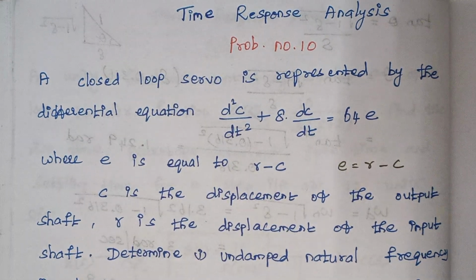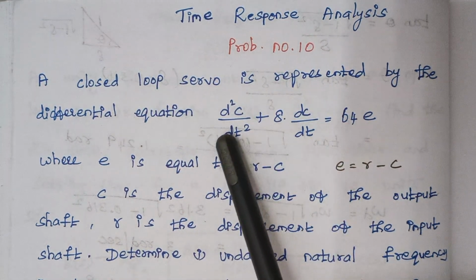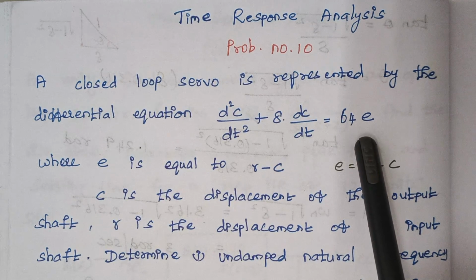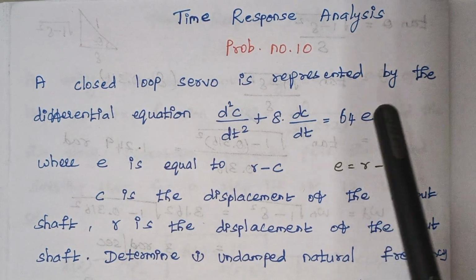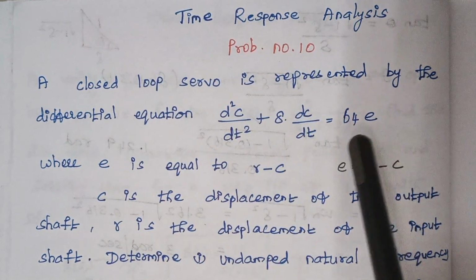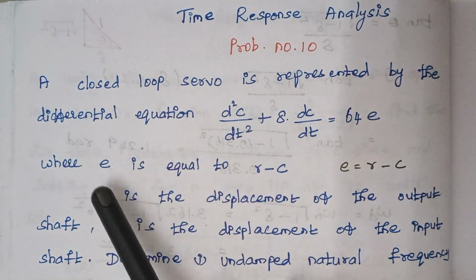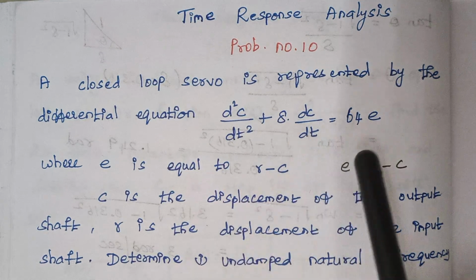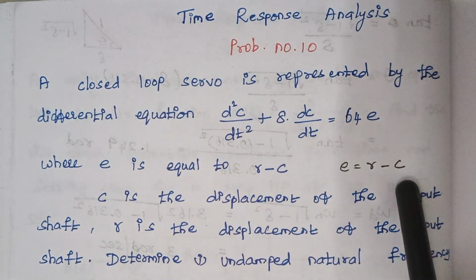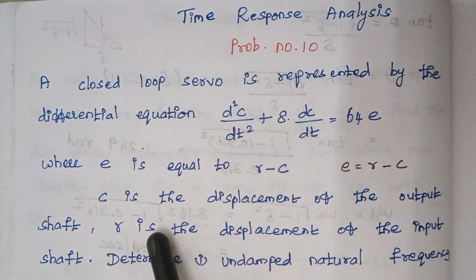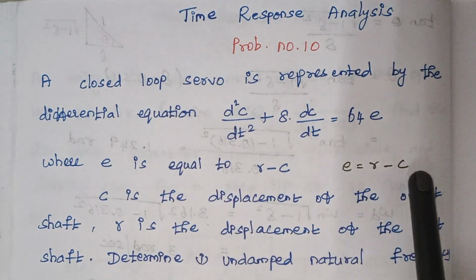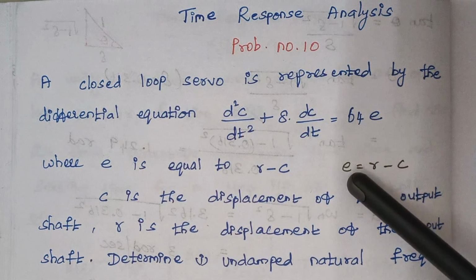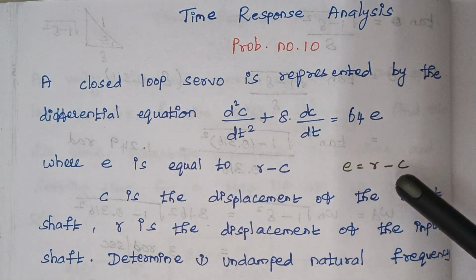Right, this is a servo system which obeys this characteristic equation, and this characteristic equation has some terms, that is C and E. For C and E, they have given an explanation of what each is. Here E is nothing but R minus C, and R is nothing but displacement of the input shaft, and C is nothing but displacement of the output shaft. And here E is the difference between those two shafts, right?